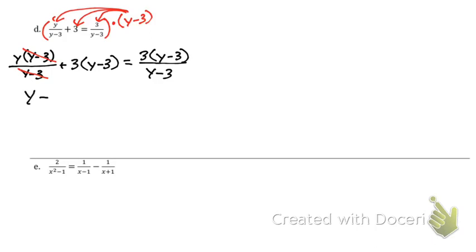Not equals, but plus, because now we have to distribute that 3 to everything. So we're going to have plus 3y minus 9 is going to equal, once again, the y minus 3 will cancel out with the y minus 3, so I just have it equals 3. Y plus 3y is going to be 4y. I'm going to add 9 to both sides, so 4y equals 12. Divide both sides by 4, and we're going to have y equals 3.